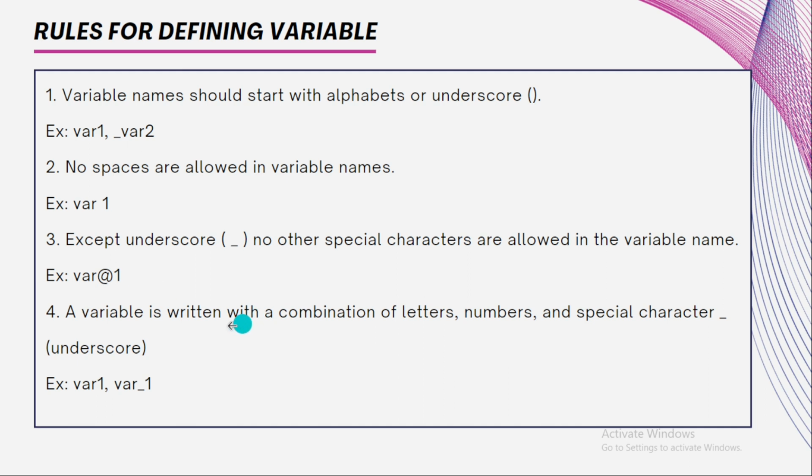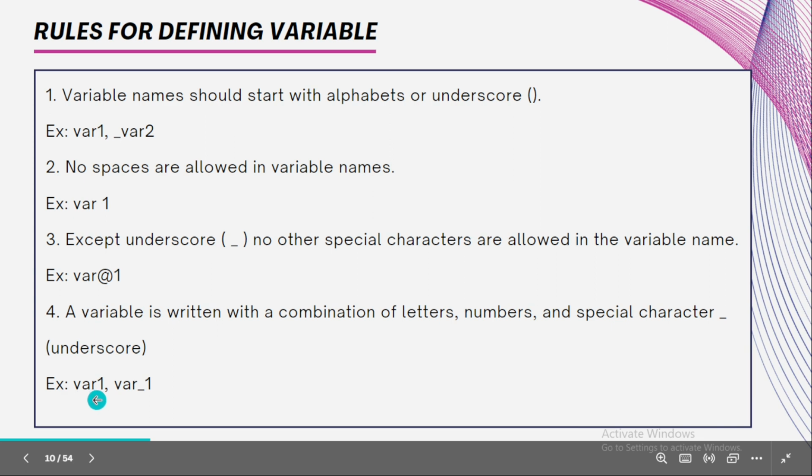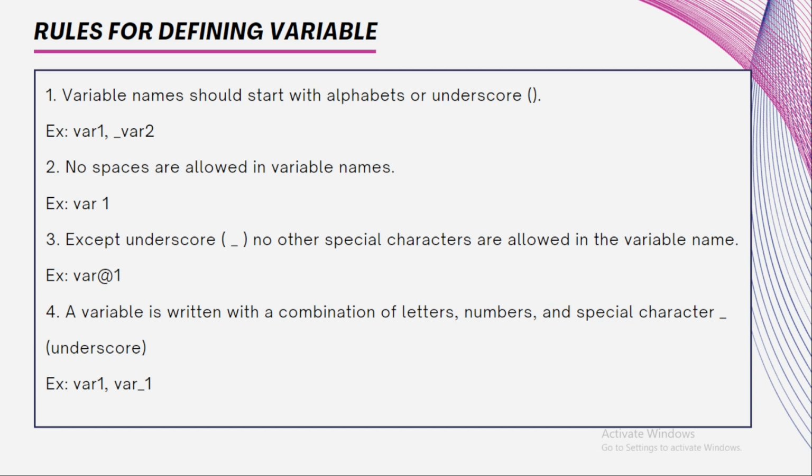The fourth one, a variable is written with a combination of letters, numbers and special characters such as underscore. For example, we have var1 or var_1. So it can be alphanumeric and alphanumeric with underscore. So let us try to execute all these examples in our VS Code editor.